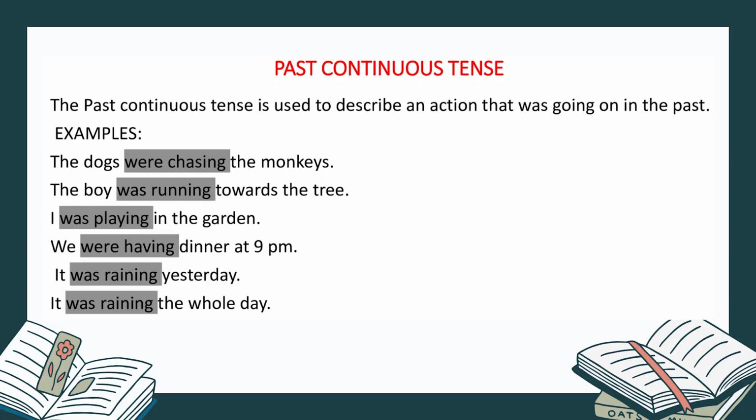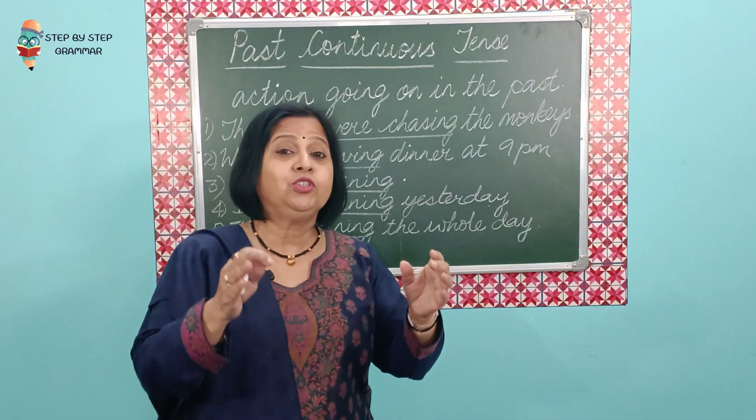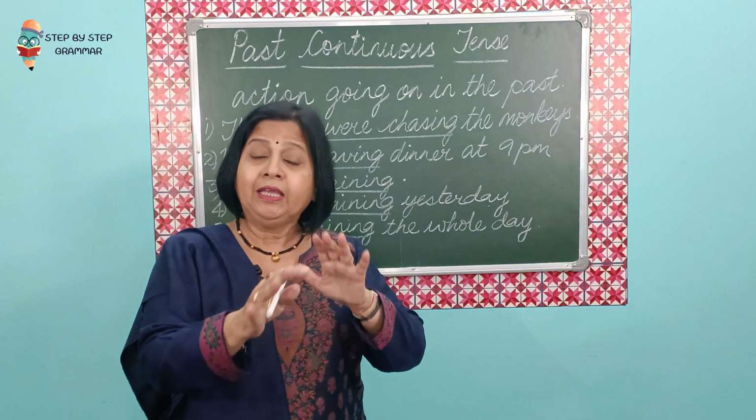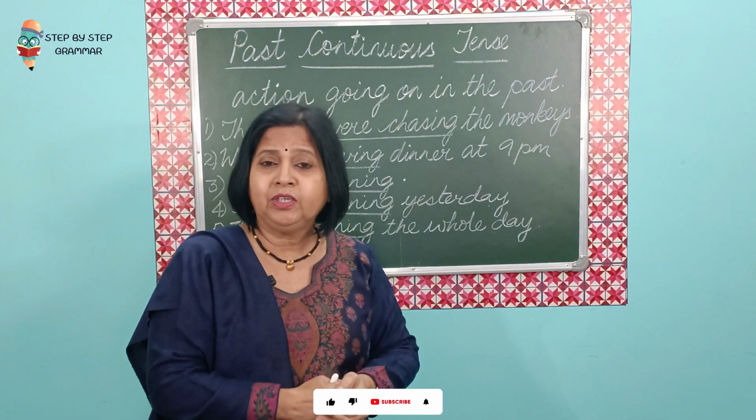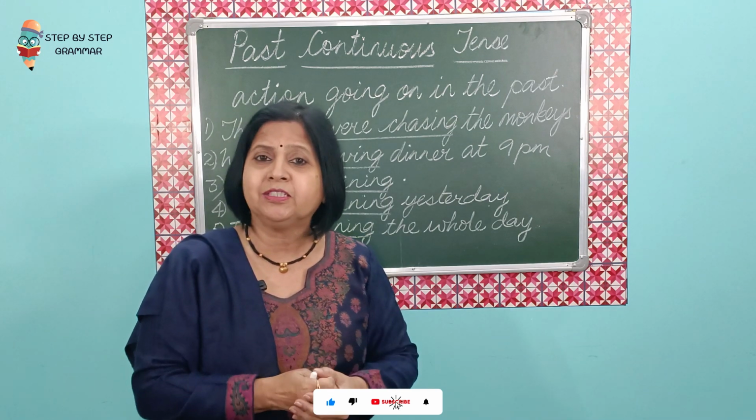For example, you can see on your screen also, the dogs were chasing the monkeys. The boy was running towards the tree. I was playing in the garden. So all these actions were going on in the past and you're just describing them. Now, in these three sentences that you've seen, no specific time or period has been mentioned.